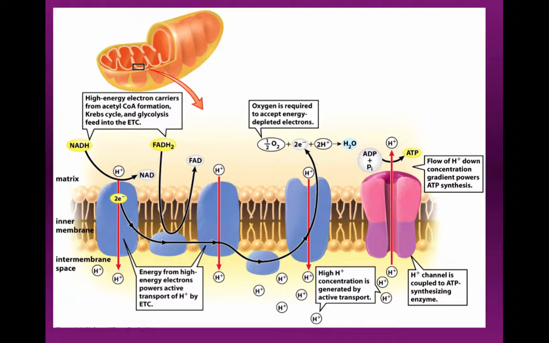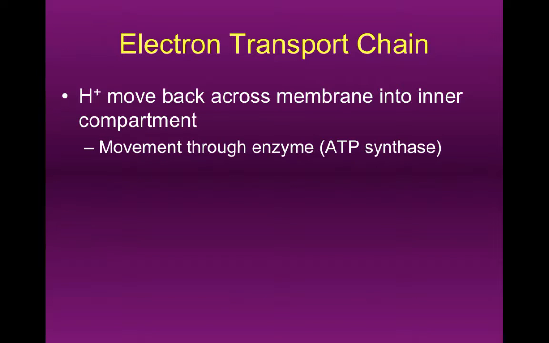This is basically a good chunk of the chapter shown on this slide. All right, so what we're doing there again is we've moved the H pluses from the matrix to the intermembrane space using the transport proteins to do active transport, powered by the energy and the electrons that have come in from NADH and FADH2.